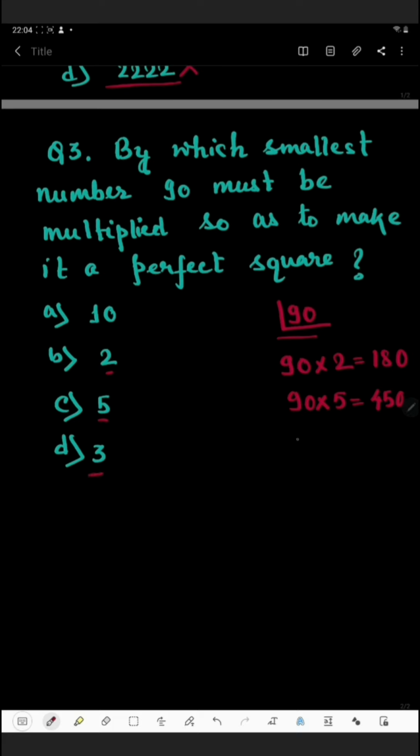Now if we take 3 here, 90 multiplied by 3 is 3 zeros are 0, 3 nines are 27. So 270 is also not a perfect square. But if we take 10, see, 90 multiplied by 10 is 900, which is a perfect square. So the answer will be 10.